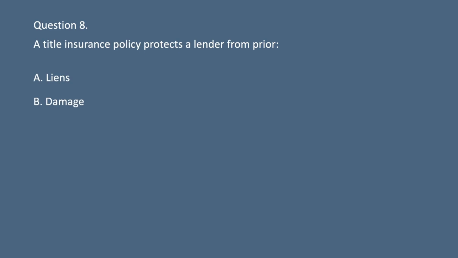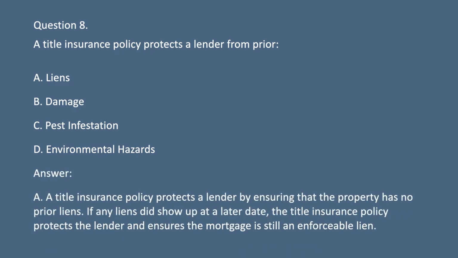Question 8. A title insurance policy protects a lender from prior: A. Liens. B. Damage. C. Pest infestation. D. Environmental hazards. Answer: A. A title insurance policy protects a lender by ensuring that the property has no prior liens. If any liens did show up at a later date, the title insurance policy protects the lender and ensures the mortgage is still an enforceable lien.